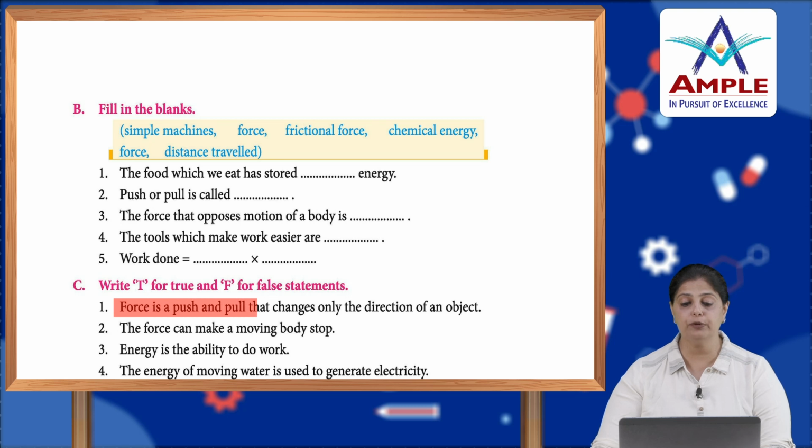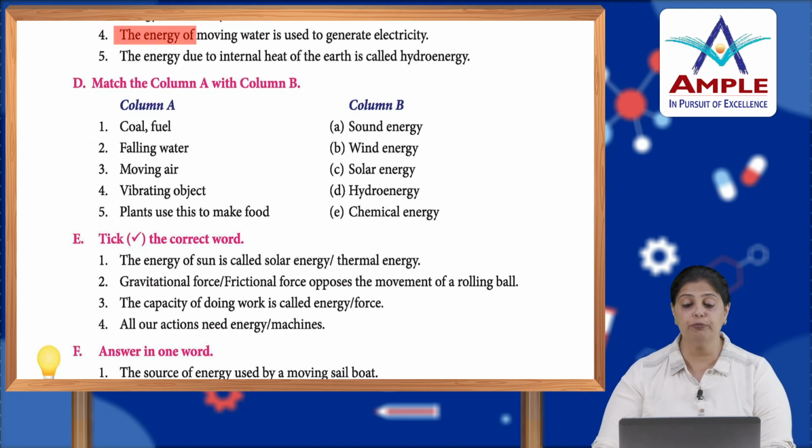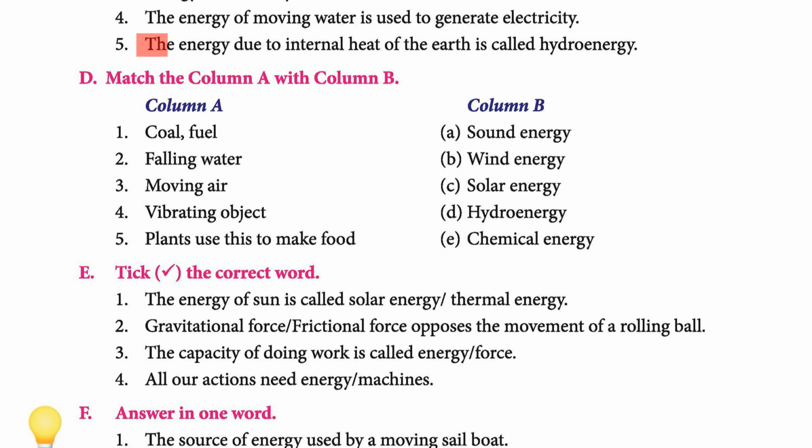Okay. Now write T for true and F for false statements. Force is a push and pull that changes only the direction of an object. It is false. It can do many other things. The force can make a moving body stop. Yes, true. Energy is the ability to do work. Yes. The energy of moving body or water is used to generate electricity. Yes. The energy due to internal heat of the earth is called hydro energy. No, it is called geothermal energy.